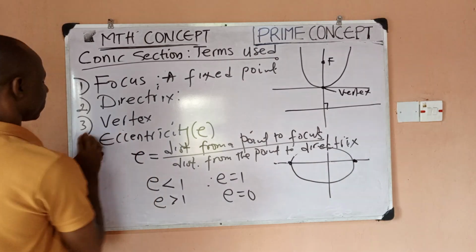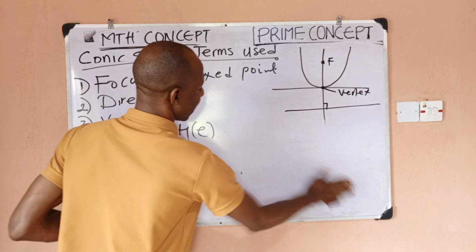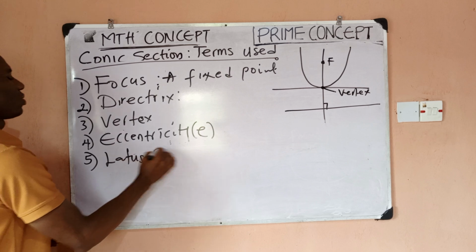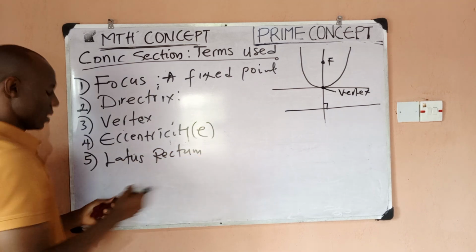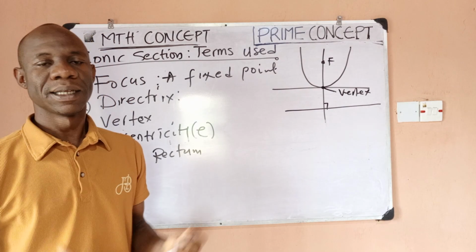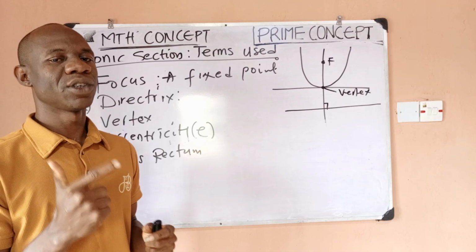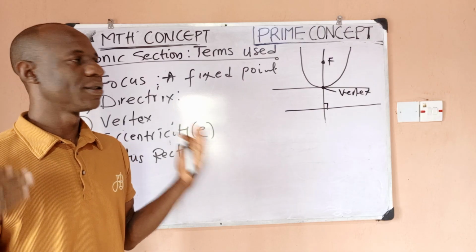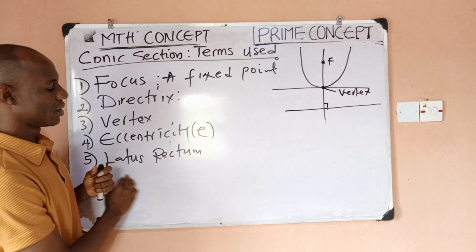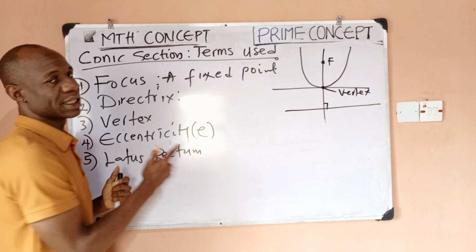Then number 5 is our latus rectum. So what is latus rectum? The latus rectum is a line that passes through the focus and is perpendicular to the major axis, and has its endpoints on the conic.